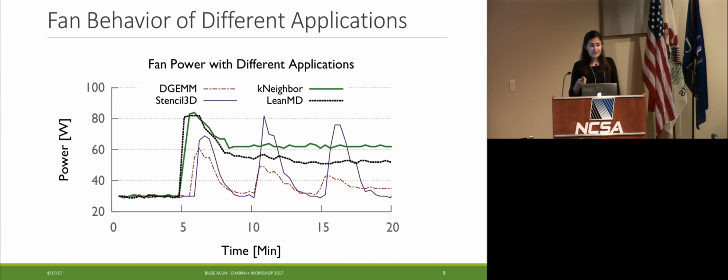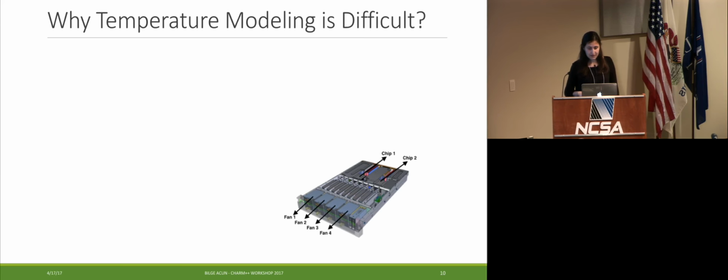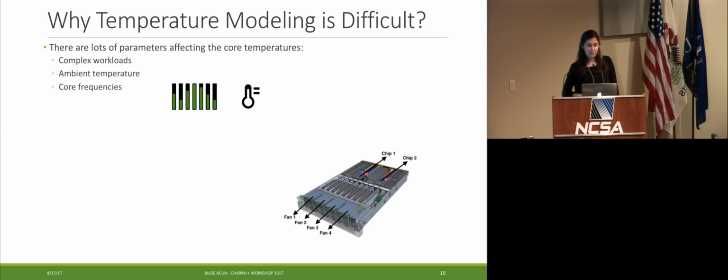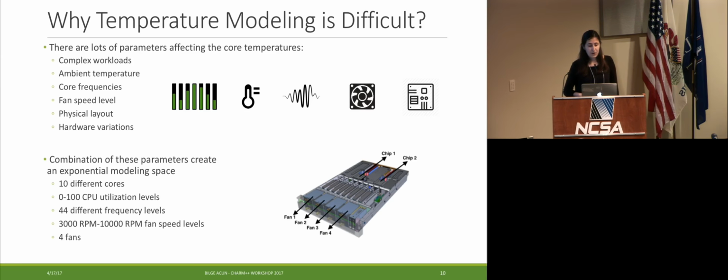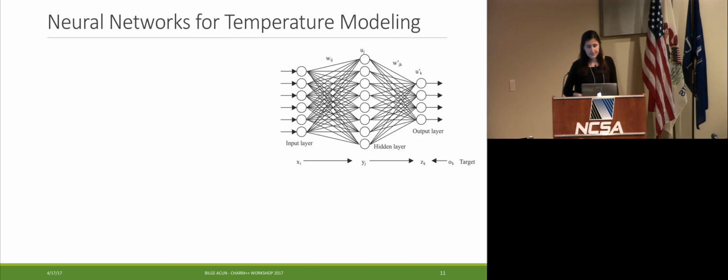So to be able to solve these temperature variation problems in the fan, we have to have a good temperature prediction model. And that's very difficult. Why is that? Because there are lots of parameters affecting the core temperatures, including complex workloads, ambient temperature, core frequencies, fan speed levels, physical layout, and hardware variations. And a combination of all those makes a really large parameter space.